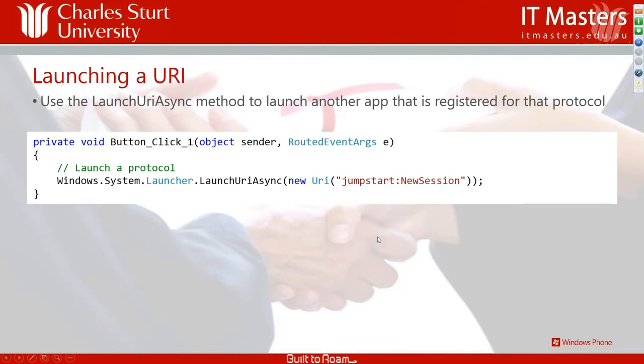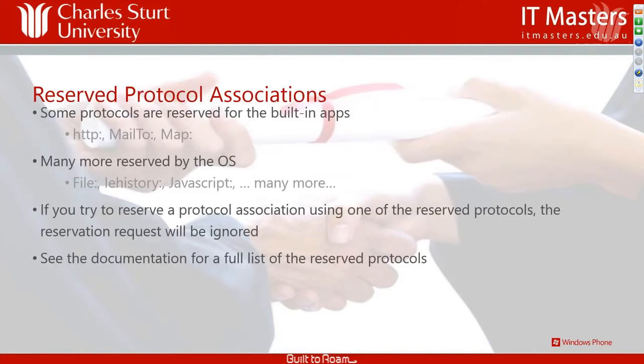To launch a URI from our application, we can essentially use this to launch another application, and direct the user to another third-party application, or as we saw earlier, we can use it to launch different parts of, for example, the settings or the store on the device. Here we're going to launch the Jumpstart new session. Remembering that Jumpstart is the protocol, new session is just the data that's being passed with it. As with file types, there are a number of reserved protocols. For example, you can't register for HTTP, file, IE history, etc. There's a full list of these online to make sure that you don't have collisions on those as well.